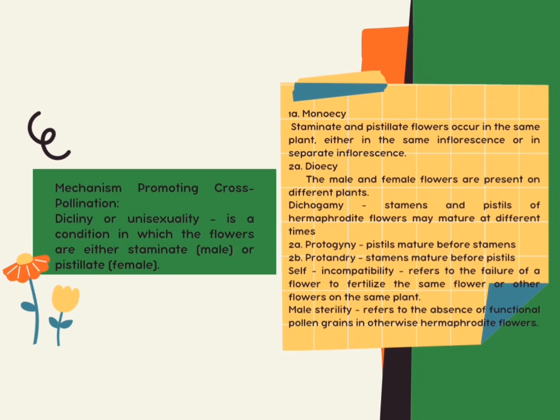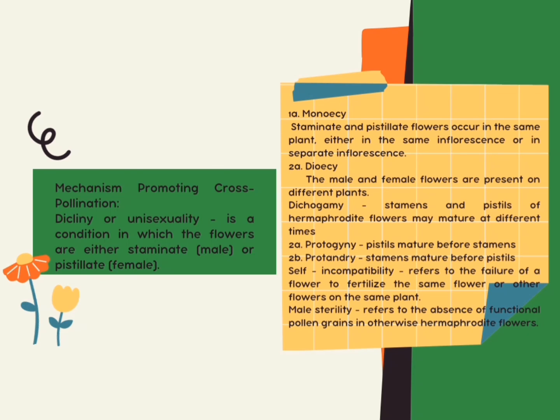Mechanisms promoting cross-pollination. Diclinism or unisexuality is a condition in which the flowers are either staminate or pistillate. Monoecy: staminate and pistillate flowers occur in the same plant either in the same inflorescence or in separate inflorescences. Dioecy: the male and female flowers are present on different plants.